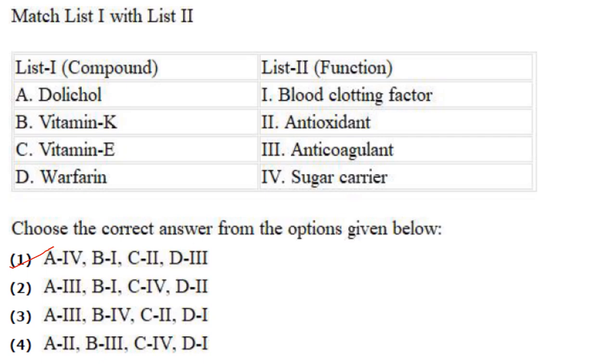Then next one. They have given the compound and its function. So dolichol is a sugar carrier. Dolichol phosphate, if I remember, is there in the endoplasmic reticulum. So dolichol phosphate is for sugar carrier. Then vitamin K is a blood clotting factor. It is needed for blood clotting. Vitamin E is an antioxidant, and warfarin is an anticoagulant. So the answer here is A4, B1, C2 and D3.